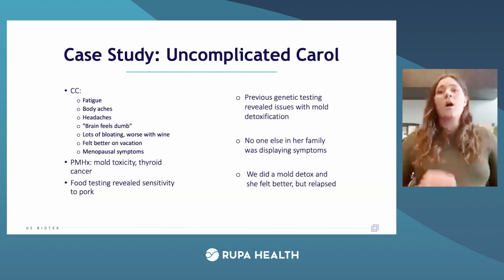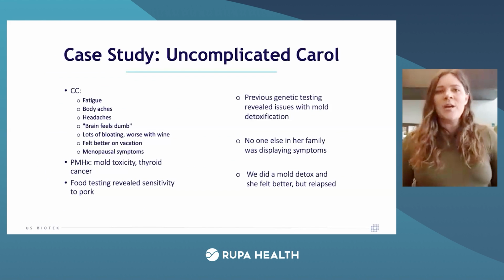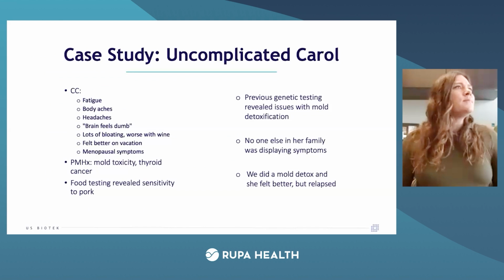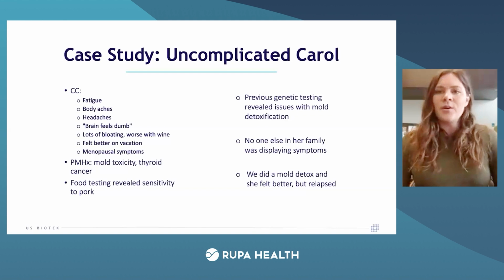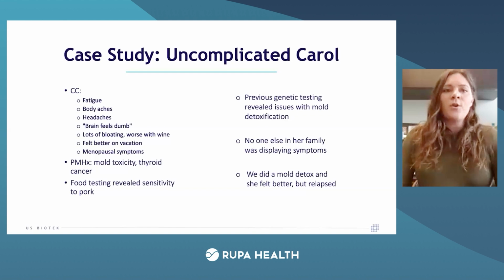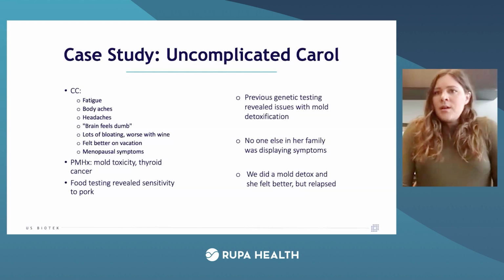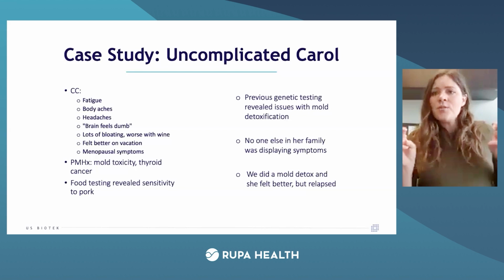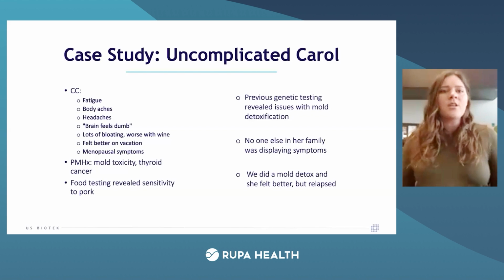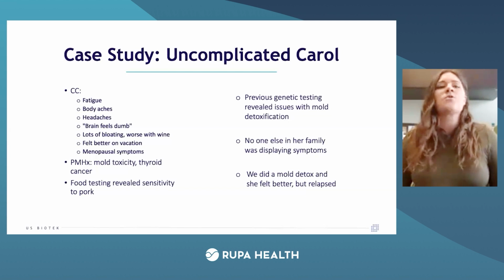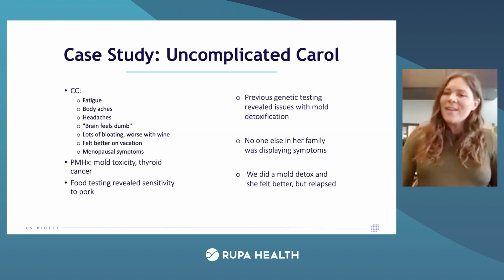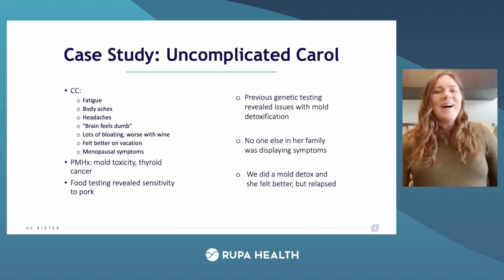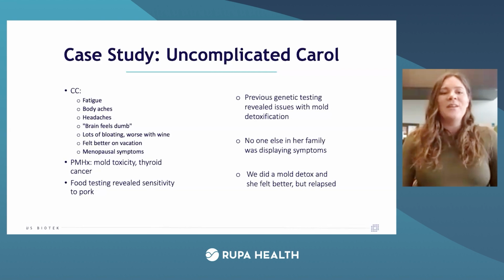So we're going to talk about uncomplicated Carol. This is one of my own patients. I feel like I saw her maybe a year ago. She's a 45-year-old female. She calls herself generally healthy, eats healthy, didn't have a lot of high stress, but she started having all these weird symptoms creeping in, like fatigue and body aches and a lot of headaches. I quoted her on this: my brain feels dumb. I'm like, oh, that's a nice way to describe brain fog. And so she had a lot of stuff going on.